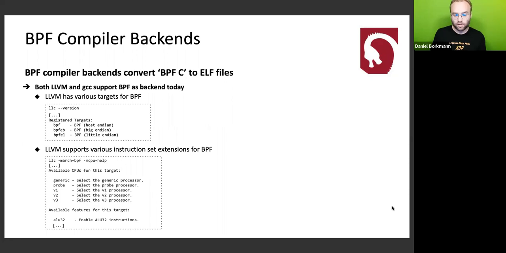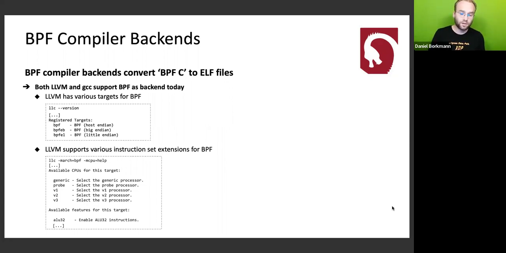It has a couple of targets for BPF, which is interesting. So there's different endianness. You have host endianness, the default, of course, and there's big and little endian. Big endian is typically what you have for architectures such as S390, where the CPU operates in big endian mode. You have little endian, which is for x86, of course, and other major architectures. And this allows you to also cross-compile if needed, right?